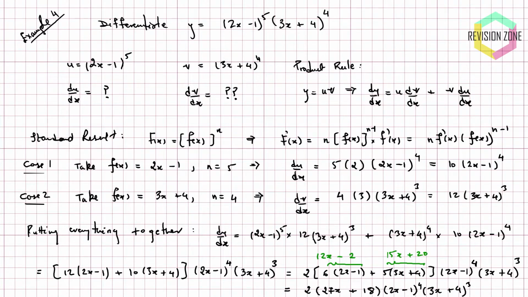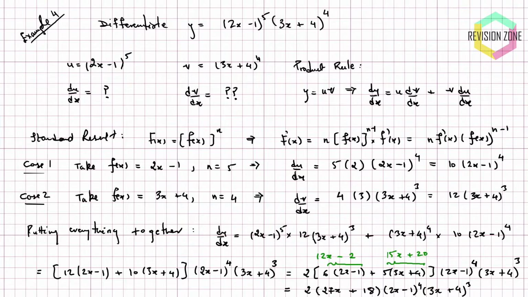So we've now got u and v together with du by dx and dv by dx, so we just turn to the product rule. So our u is obviously 2x minus 1 all to the power 5, and our dv by dx is 12 times 3x plus 4 all to the power 3, so that's what we have here.